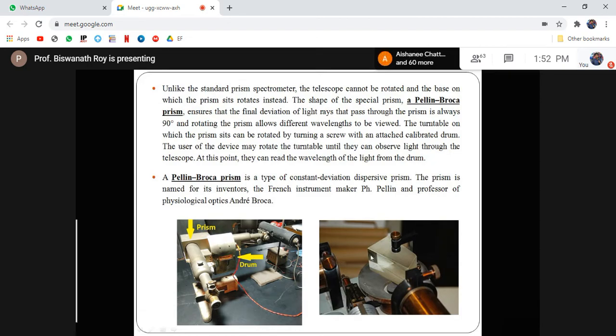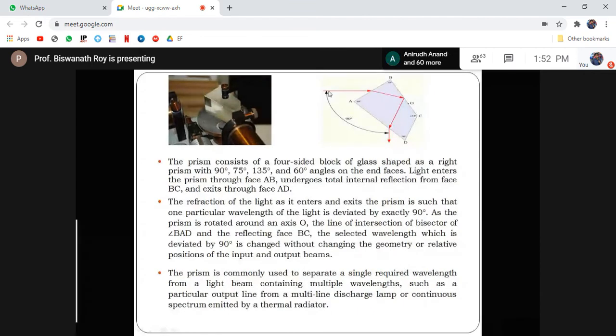And this is the physical appearance of the prism. And the optical diagram is shown here. The direction of the incident beam. It gets total internal reflection here, and it comes here. You can go through this later on. I think you can understand the propagation of light through the prism. The main thing is that the angle between these two is 90 degrees.